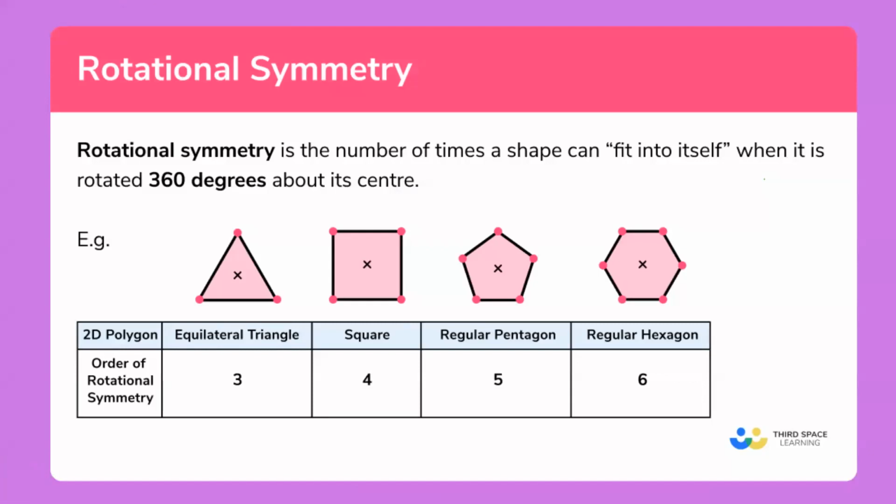Here is an example. You guys can see the triangle. The triangle is like this. When you turn the triangle, it will still be the same, so that means it won't change into another shape.